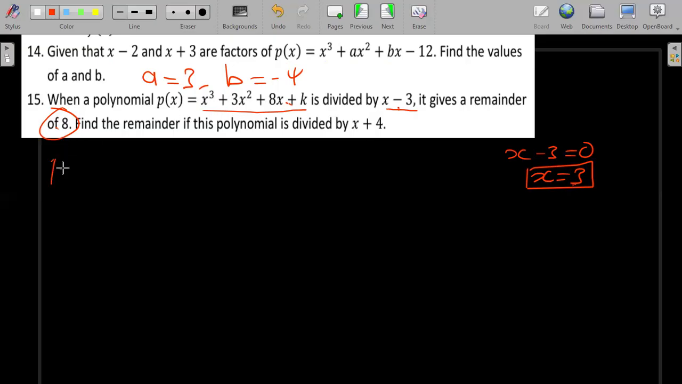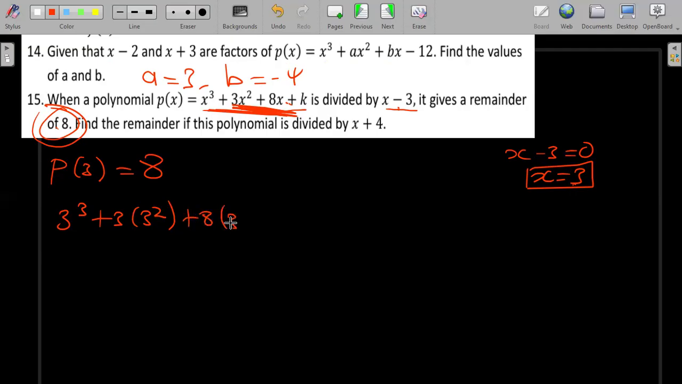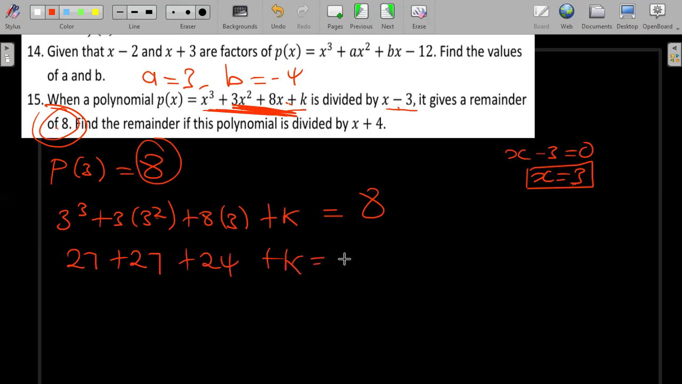So it means p of 3 should be equals to what? The remainder that they gave us, which is 8. Now let's find the actual p of 3 by substituting wherever there's x, we put 3. So it will be 3 to the power 3 plus 3 squared, plus 8 times 3, plus k. When I substitute 3 here, should give me 8. So I have 27 there, here to be 27, here to be 24 plus k is equals to 8.